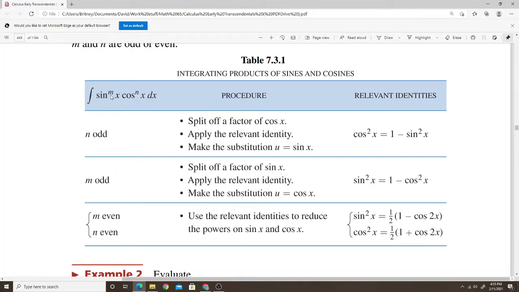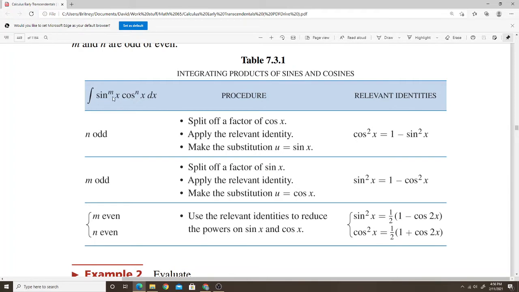If m is odd, so if your sine exponent is odd, then you do the same thing but with sine. So instead of splitting off a factor of cosine, you split off a factor of sine, use the Pythagorean identity, and then substitute u equals cosine x. And a very similar thing is going to happen. That's what you do as long as m or n is odd. Whichever one is odd, you take that one, you split it off. If they're both odd, then just choose one. It doesn't matter which one. Just choose one, split off a factor of the one that you chose, use the appropriate identity, and then make the appropriate substitution. So pretty straightforward.